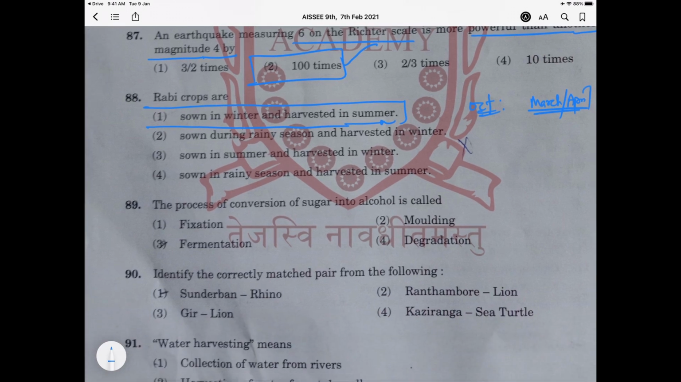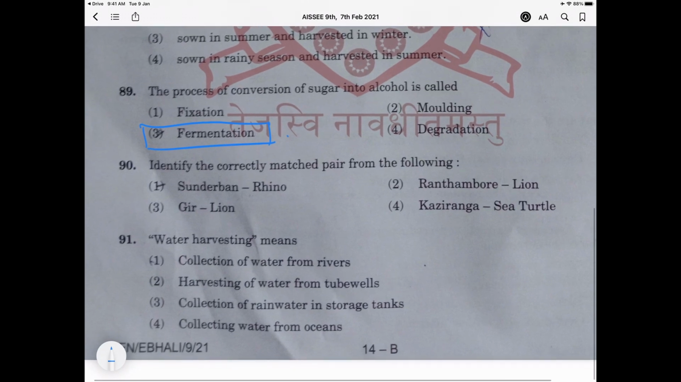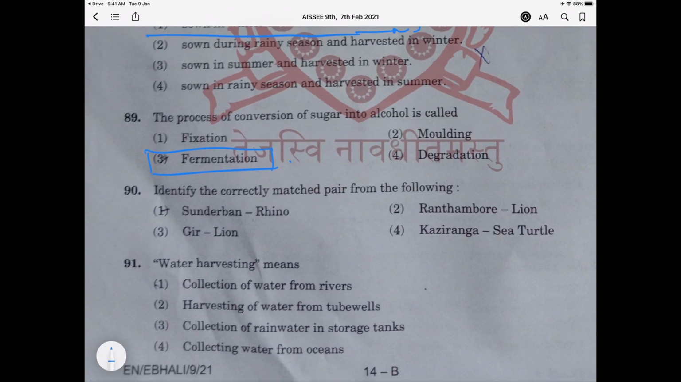In question number 89, the process of conversion of sugar into alcohol is called fermentation. So it was a basic easy question. Hopefully most students got it right. In question number 90, identify the correctly matched pair from the following, and the correct answer is option number 3, gear line. In question number 91, water harvesting means collection of water in storage tanks. Option number 3 is correct.